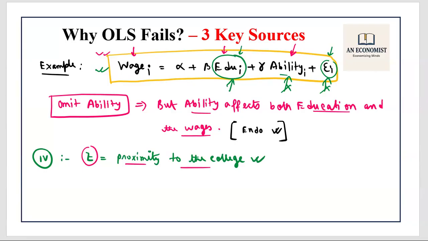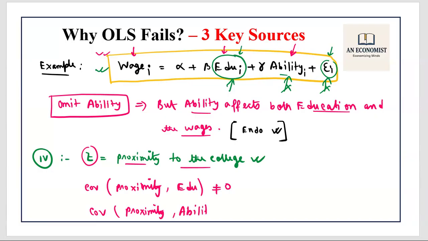So here, if Z is the instrument, then the covariance between proximity and education is definitely there. This is not equal to zero, so a strong correlation exists. Proximity to the college has an impact on education, so this is strongly correlated with that. But the proximity does not have any correlation with the ability. So this will make Z, that is the proximity to the college, a valid instrument in this particular case.